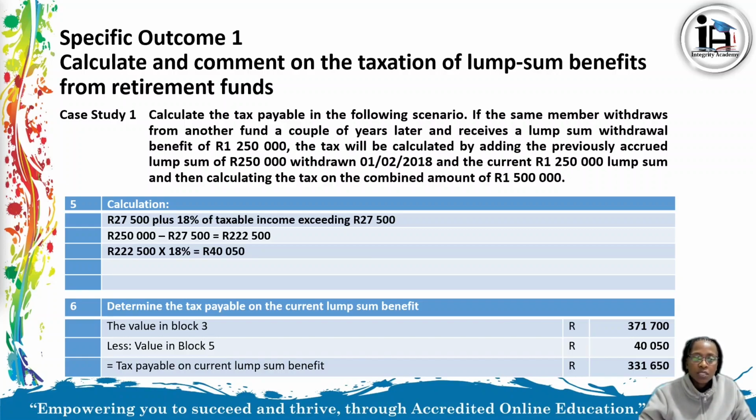And then number 6, we determine the tax payable on the current lump sum benefits. And then we take the value in block 3, which is 371,700, less the value in block 5, which is 40,050, bringing the total of 331,650 as our tax payable on current lump sum benefits.